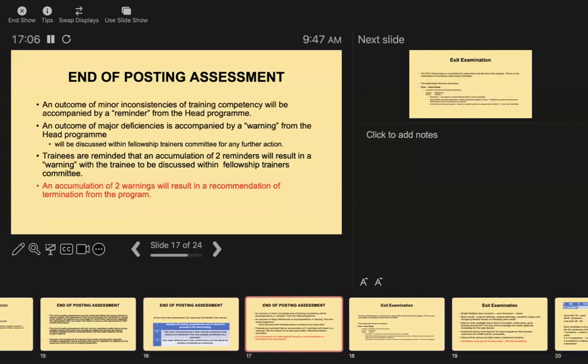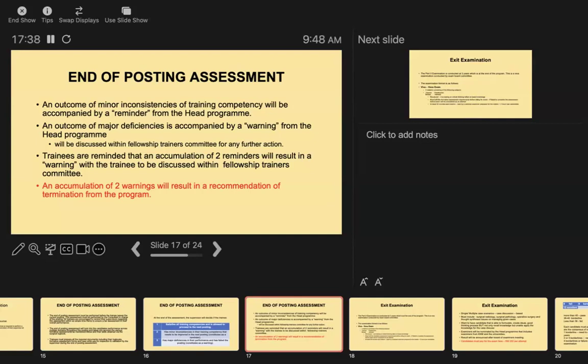Okay. An outcome of minor inconsistencies in training competency will be accompanied by a reminder. So, head of service would write a letter to you saying that this is a reminder that you have not been performing well. Right? An outcome of major deficiencies is accompanied by a warning. Okay, you akan dapat surat daripada head of service.